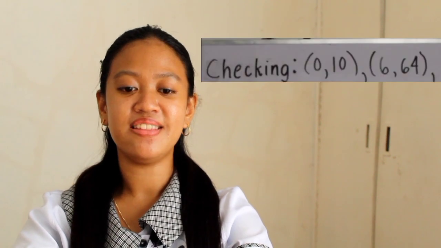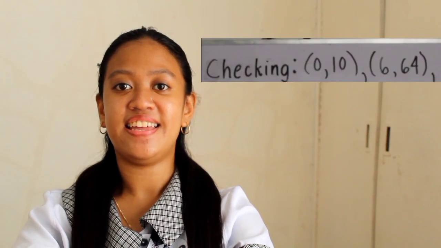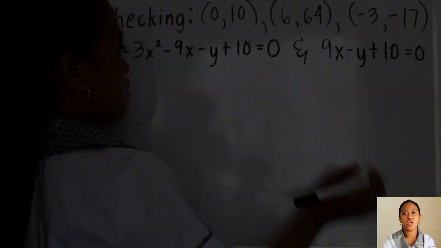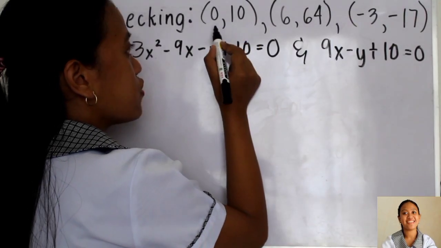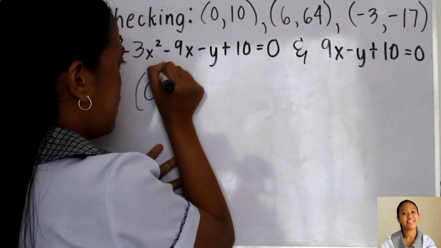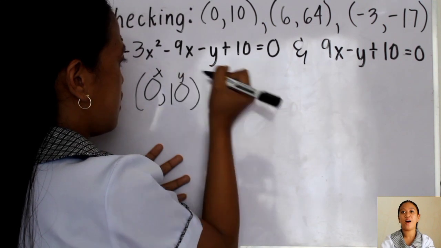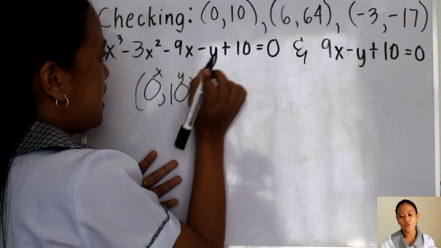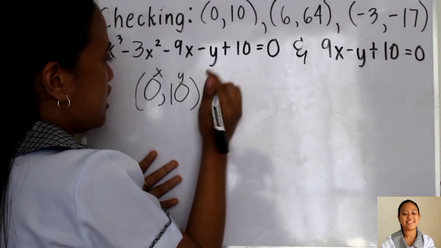I'm going to check the solution sets of (0, 10), (6, 64), and (negative 3, negative 17) using the nonlinear equation. The first solution set we're going to check is 0 and 10. So the x is 0 and the y is 10. In every x, the input is 0. In every y, the input is 10.